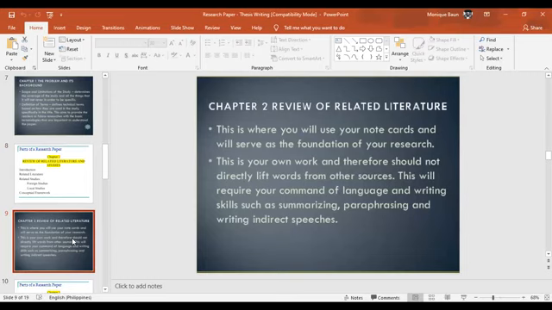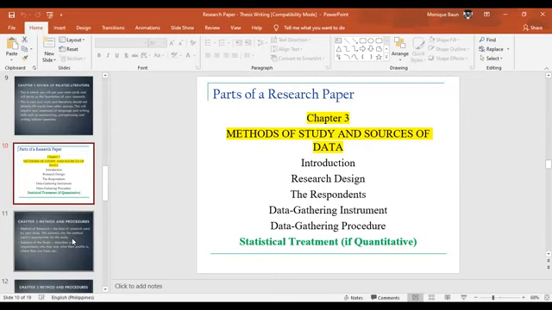The purpose of chapter 2, just like what you have noticed on the screen, is related literature. These are articles or blogs, information statements, and theses that are related or connected to your present study. Then the next one is chapter 3. The chapter title is Methods of Study and Sources of Data. We have the introduction again, the research design, the respondents, the data gathering instrument, the data gathering procedure, and the last one is statistical treatment.